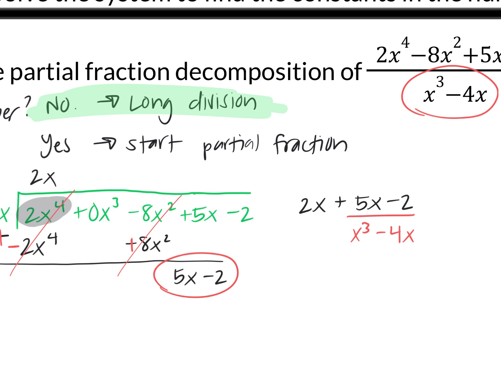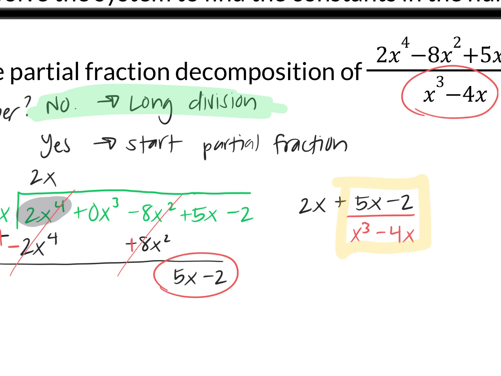Okay, now is this fraction proper or improper? Proper, because the degree of the numerator is smaller than the degree of the denominator. Okay, so now what we're going to do is take this fraction right here and split it into the fractions that add together to give me this 5x minus 2 over x cubed minus 4x. But at the very end, we can't forget this answer in front of it.